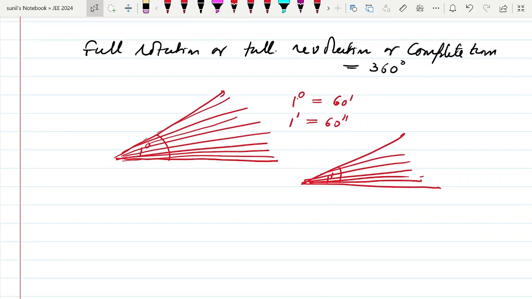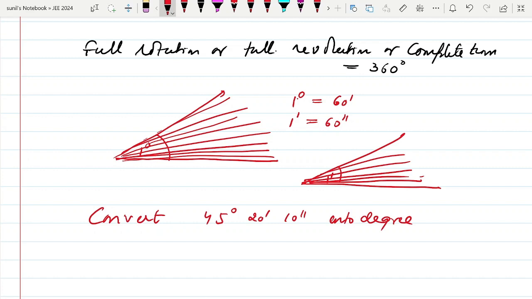Suppose my question is: convert 45 degree 20 minute 10 second into degrees. So what is the equivalent meaning of this? If I take theta, this is equal to 45 degree plus 20 minute plus 10 second.